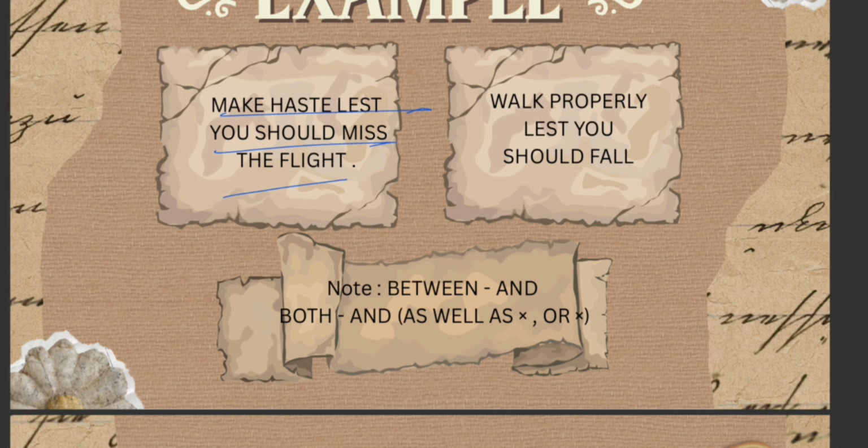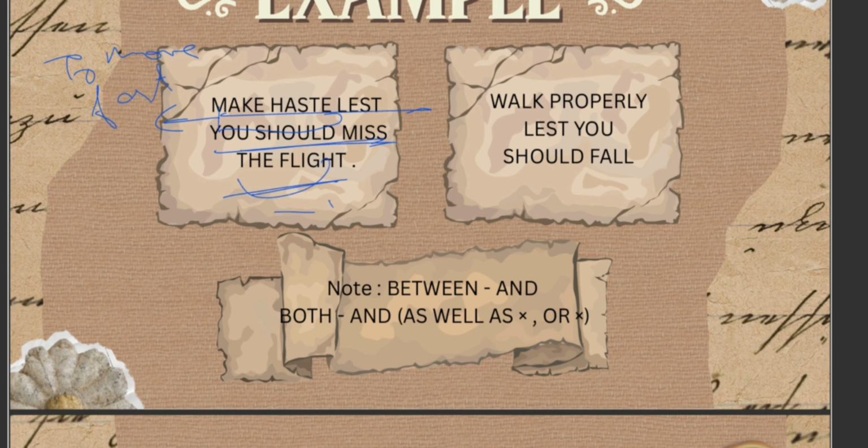Now, if you have a look at this example, make haste lest you should miss the flight. Making haste is basically asking you to move fast, lest you should miss the flight. Now, this is already a negative sentence. You're talking about missing your flight, which is not really a good thing. Because it's a negative sentence, that's the reason we only have lest here and not. Therefore, in this sentence, not isn't there because lest is already a negative word.